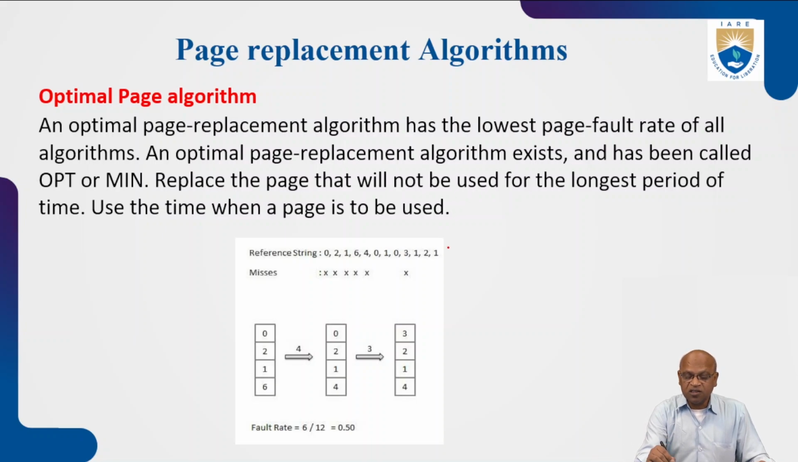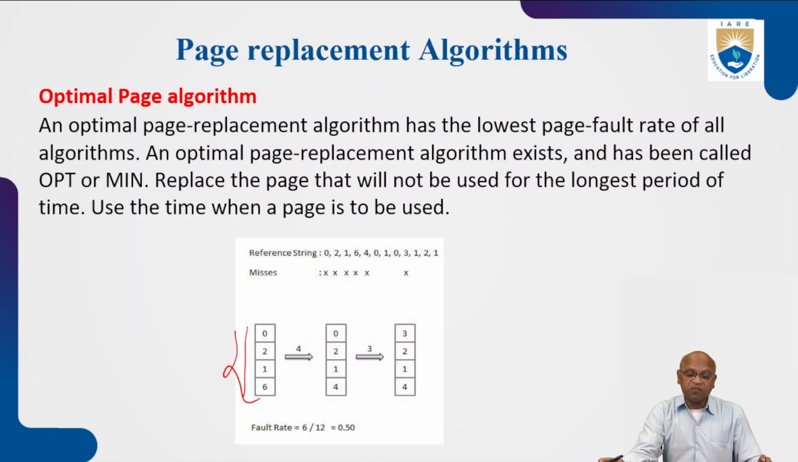These are the strings or pages we require from the hard disk. There are only 4 frames available in the RAM. The first 4, 0, 2, 1, 6, are occupied here. The next problem starts after that. We want 4. Which page is to be removed to insert 4? That is the question. In first come first serve, the page which came first is replaced.